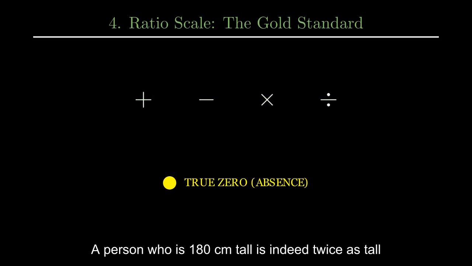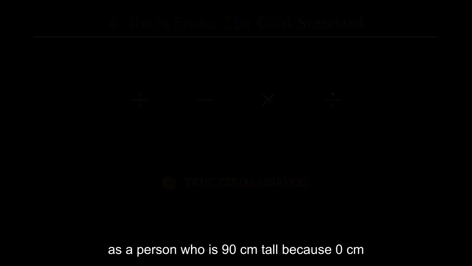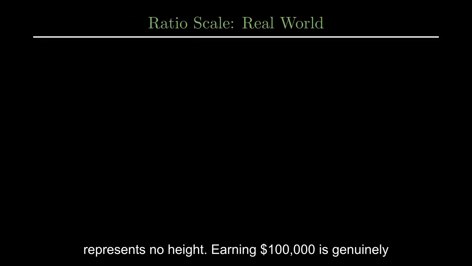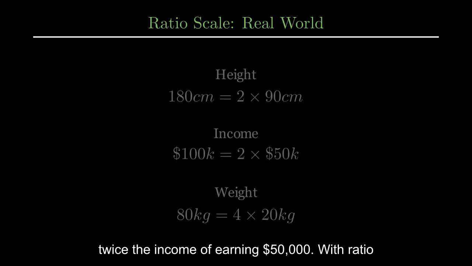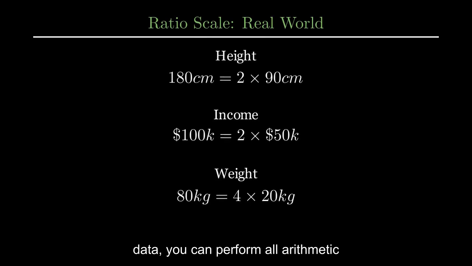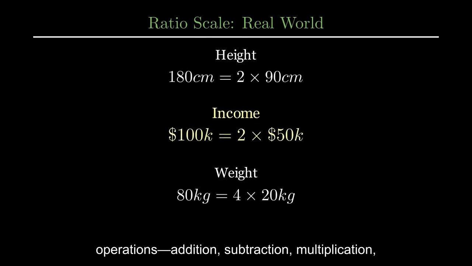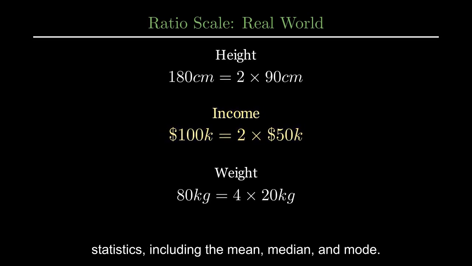A person who is 180 centimeters tall is indeed twice as tall as a person who is 90 centimeters tall because 0 centimeters represents no height. Earning $100,000 is genuinely twice the income of earning $50,000. With ratio data, you can perform all arithmetic operations, addition, subtraction, multiplication, and division, and derive all standard descriptive statistics, including the mean, median, and mode.